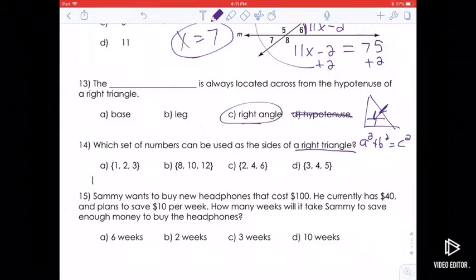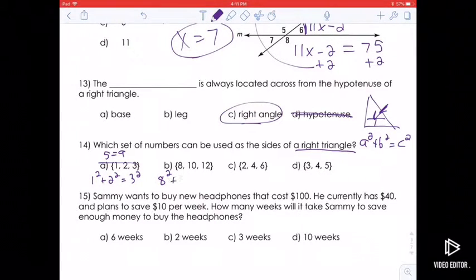So if I plug these in, 1 squared plus 2 squared equals 3 squared. I'm using a calculator, or I do it by hand. 1 squared is 1, 2 squared is 4. I get 5 equals 9. Okay, that's not true. 8, 10, and 12.